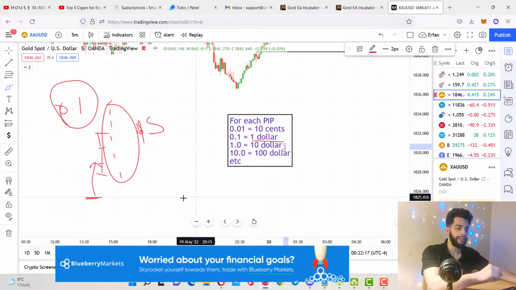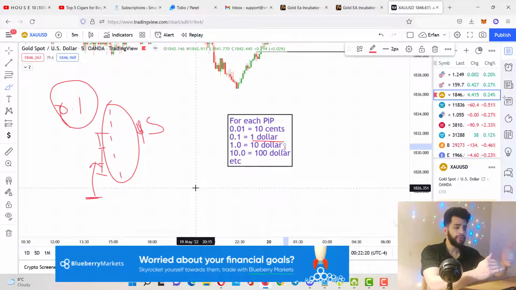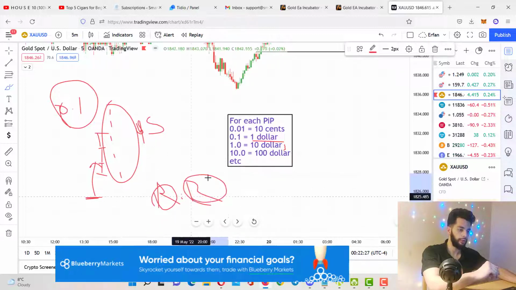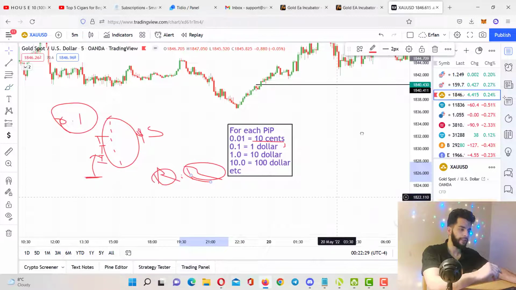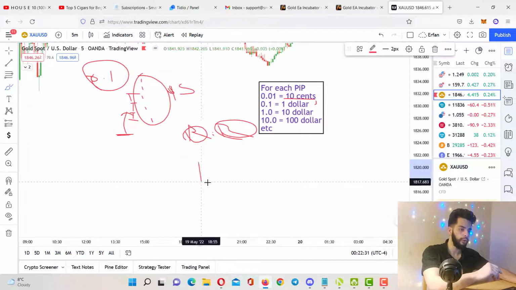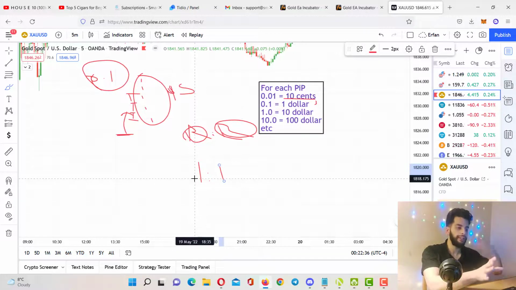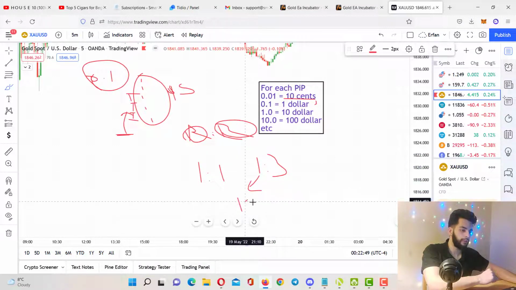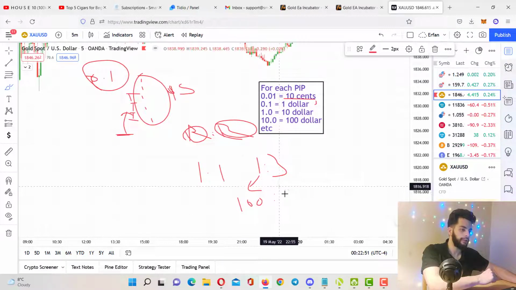It's super easy, and risk to reward is the same as RR, which a lot of people talk about. It means risk to reward. So for example, when you have a trade with a risk to reward of 1 to 1, it means that for every $100 you're risking, your reward is also $100, which is very self-explanatory. If your risk to reward is 1 to 3, it means that if you're risking $100, your reward is $300.